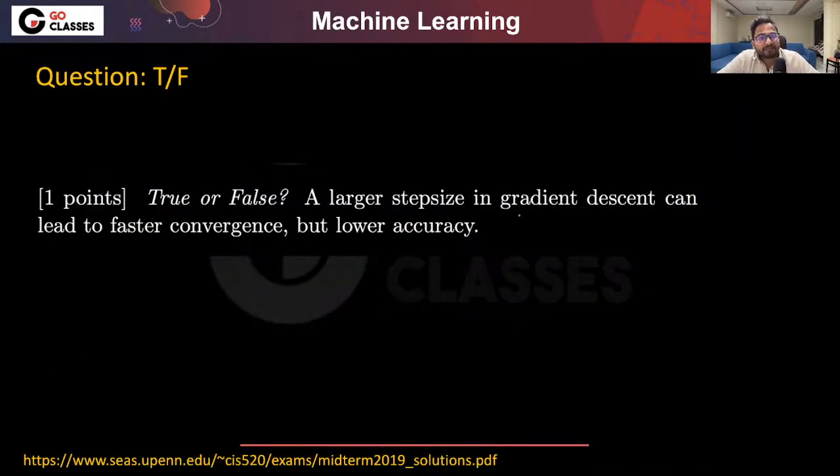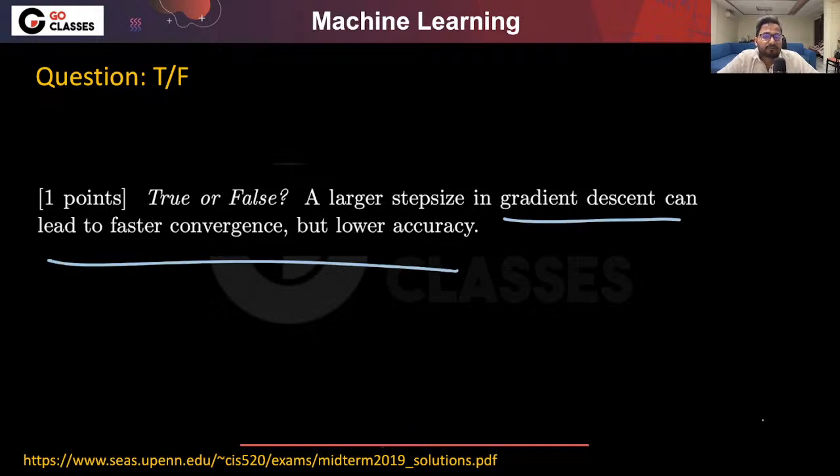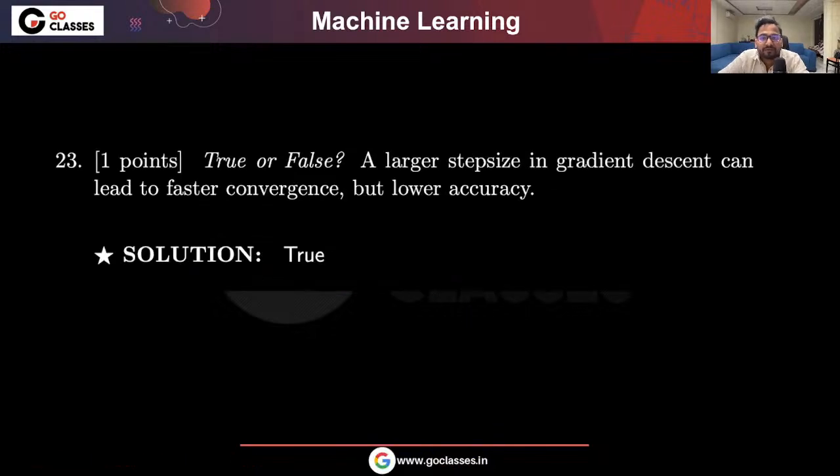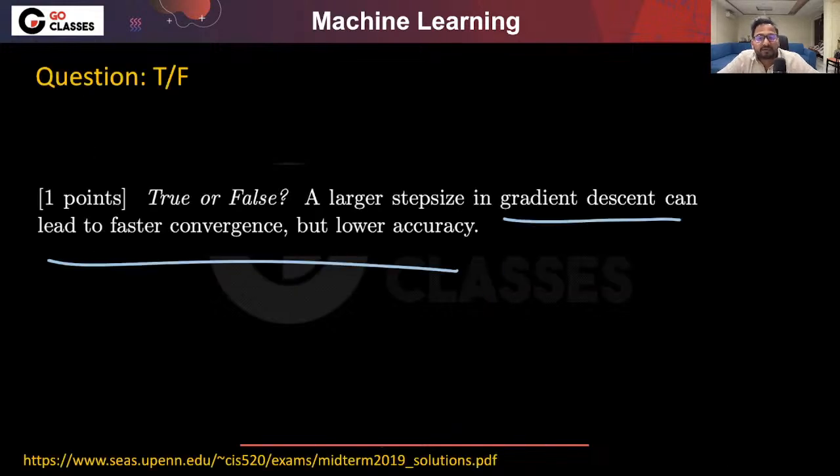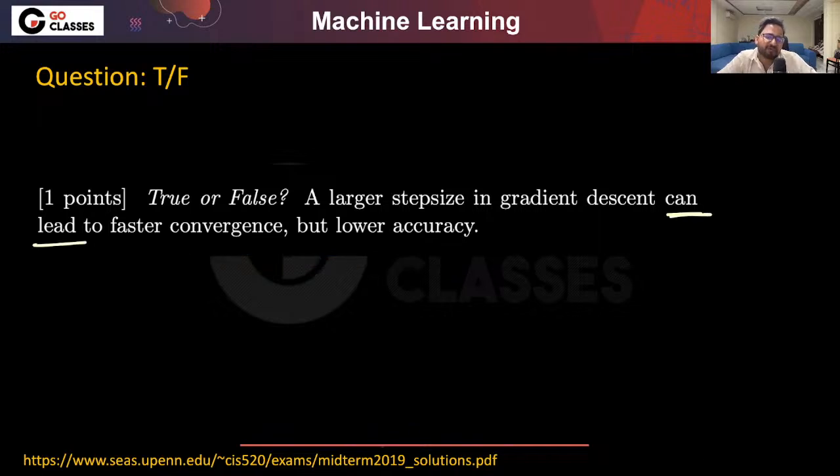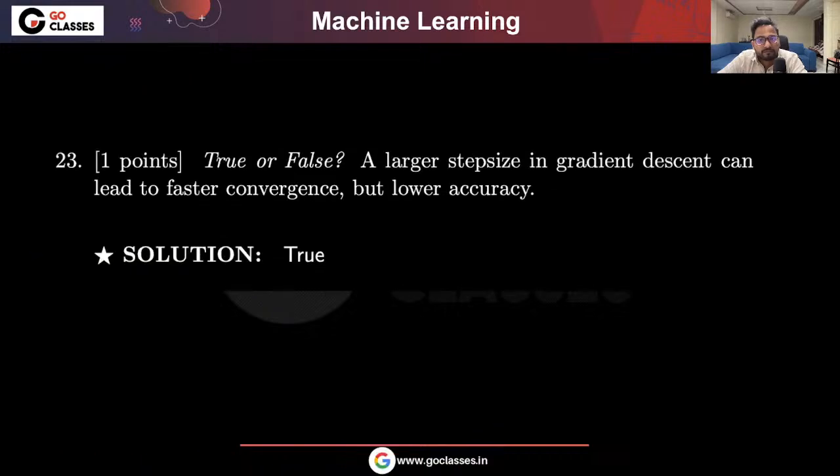A larger step size in gradient descent can lead to the faster convergence. Obviously, no, right? I mean, there is no guarantee. But okay, they're saying can lead. Sorry, this is not a very good question, to be honest. They're saying can lead. Yes, they may lead to the faster convergence. Yes, that is true, because anything can happen. But that is not a very good question, honestly.